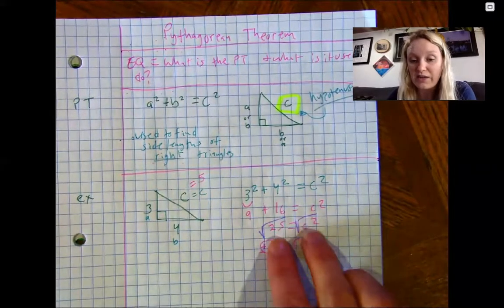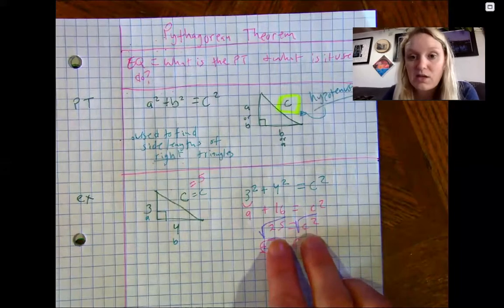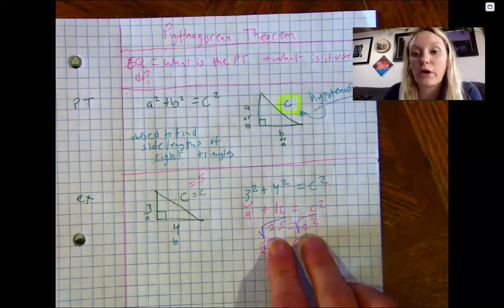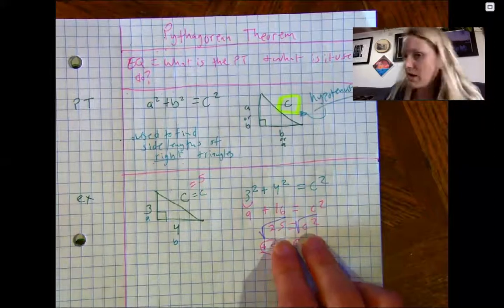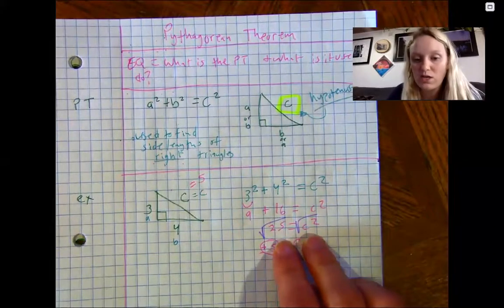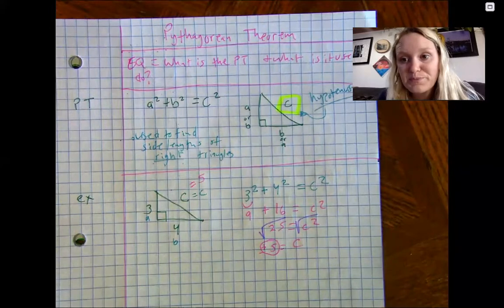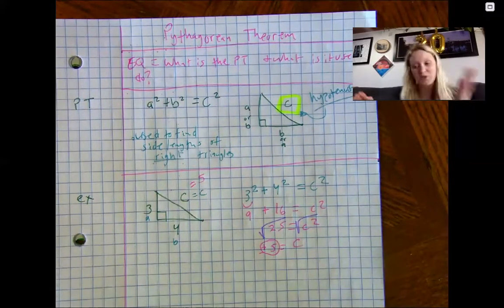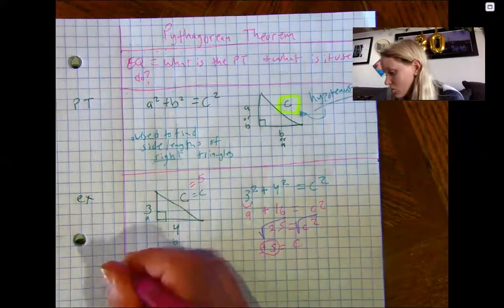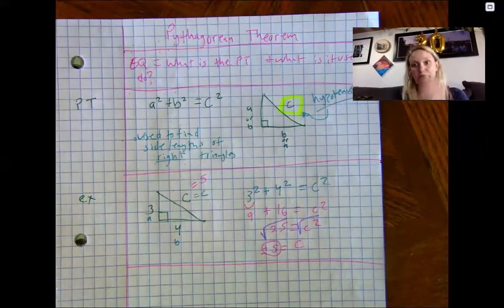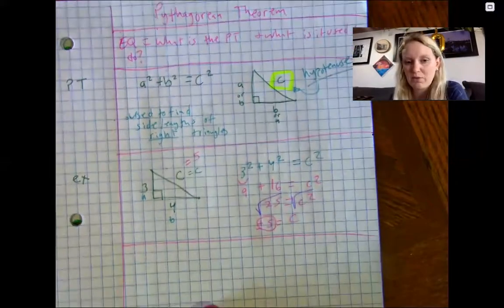Then to get c by itself, we had to do the opposite. The opposite of squaring is square rooting, not dividing by 2. The opposite of squaring is square rooting. And so we square root 25 and we get 5. Pretty cool, huh? Let's do another one. We'll do lots of examples today. Today we'll just be practicing this formula. We won't go into more depth, okay?